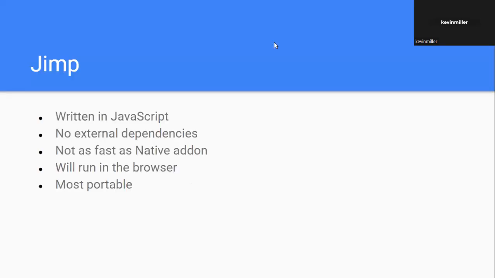And that brings me to Jimp. Jimp is the JavaScript image processor, and has no external dependencies. It's completely written in JavaScript. It's not as fast as using a native add-on, but it'll work in the browser. That's one of the things that's nice about this tool: you can run it in the browser and also on the server. It's also very portable. This is the one I used primarily for a long time with Node until I started working with Gatsby. Gatsby uses Sharp throughout that product, and it's really, really fast.